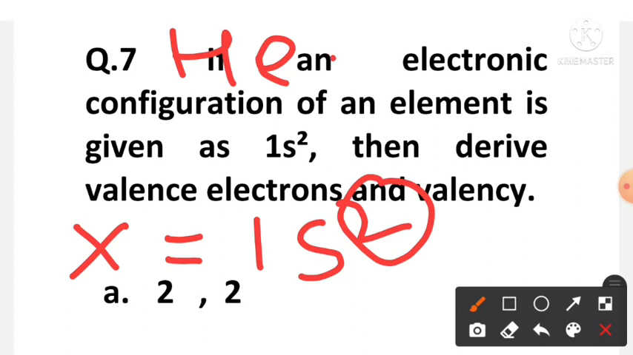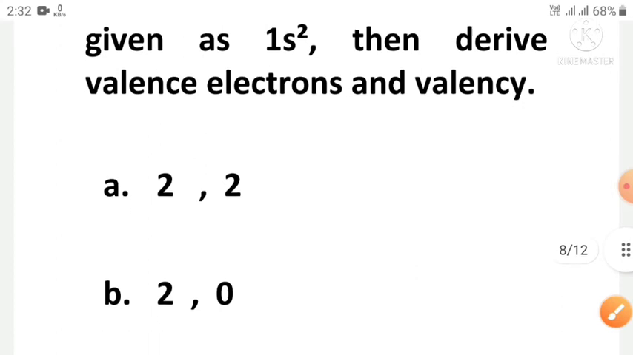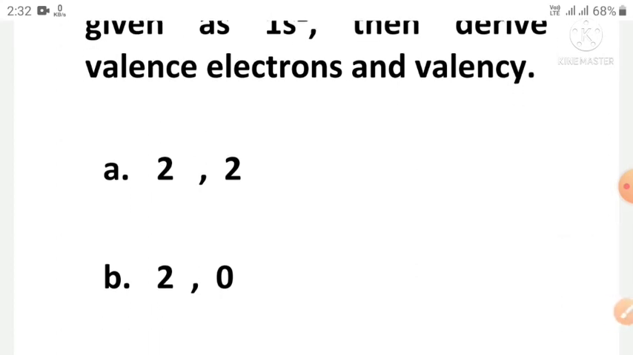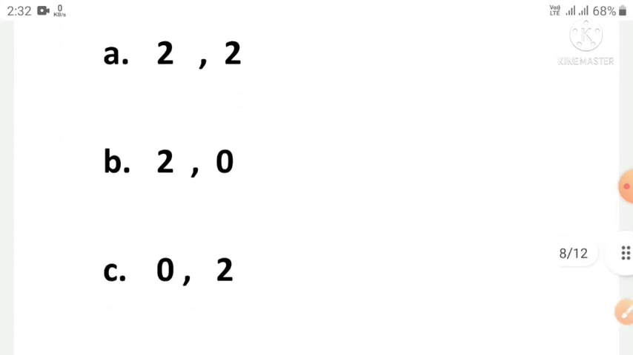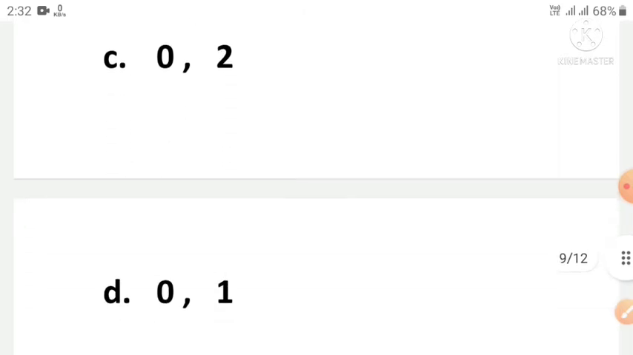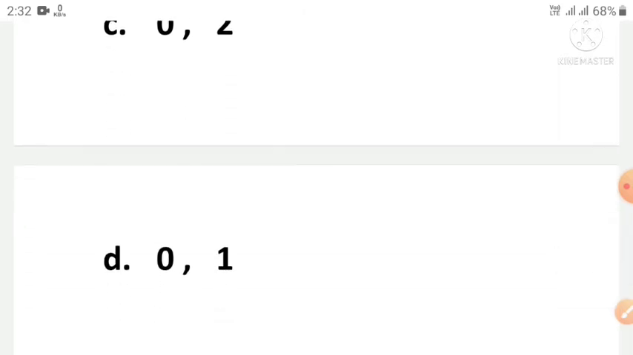So first we have to derive the valence electron, that is present in the outermost shell, and then we derive valency. Here 4 options are given: A 2 and 2, B 2 and 0, C 0 and 2, and D 0 and 1. So first we derive valence electron, then obtain valency.